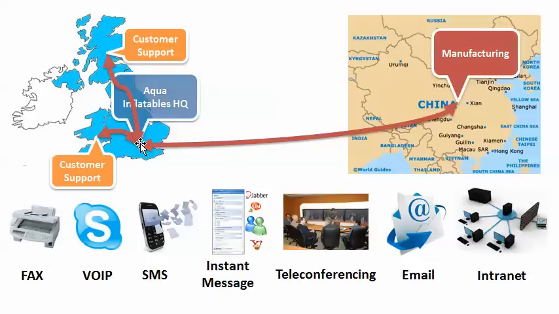Then we have the other way that they need to make sure they're in communication, and that's with their manufacturing base in China. We already know from the pre-release that they will be doing their manufacturing mainly in China. So they'll need to look at different technology to be able to facilitate the communication and the collaboration with their Chinese factories. So over this section, section 6, we're going to look at all different technologies and how Aqua Inflatables might use them to communicate with the various aspects of their business.